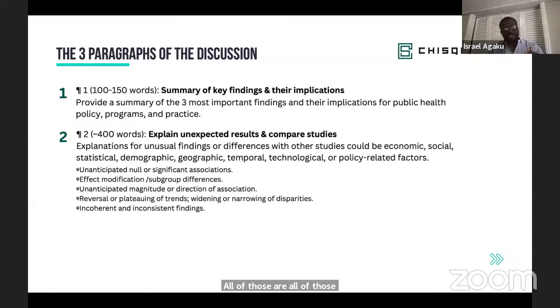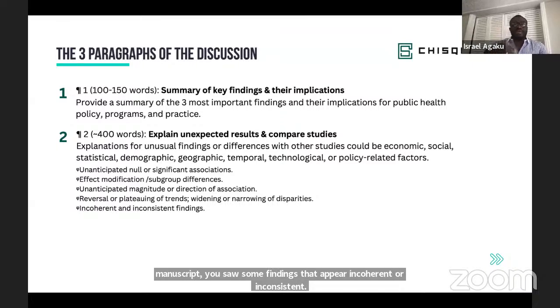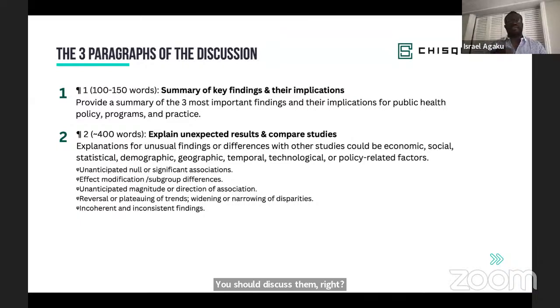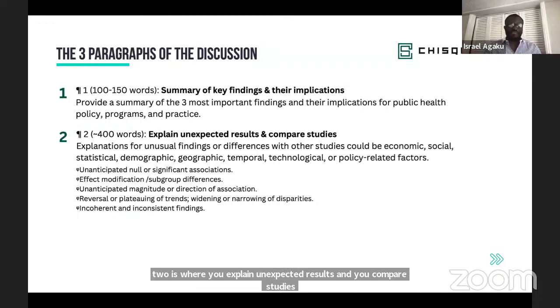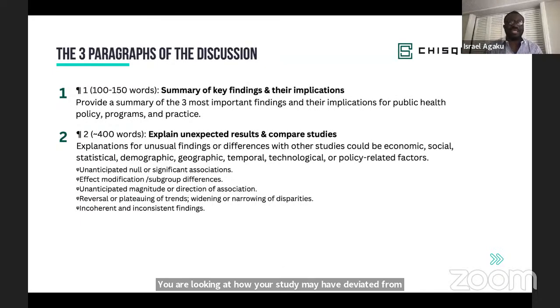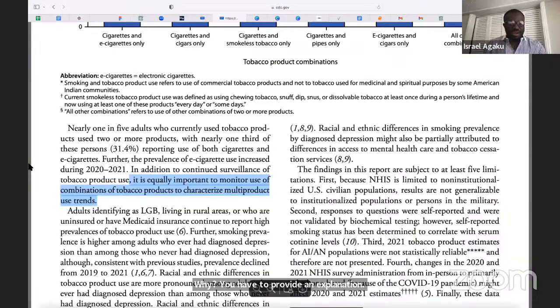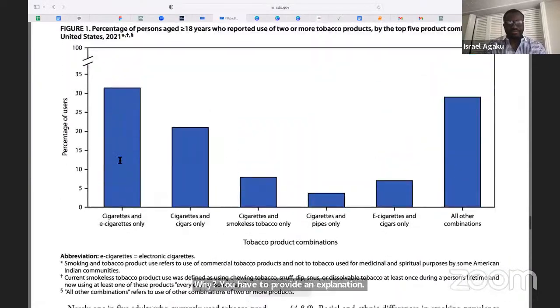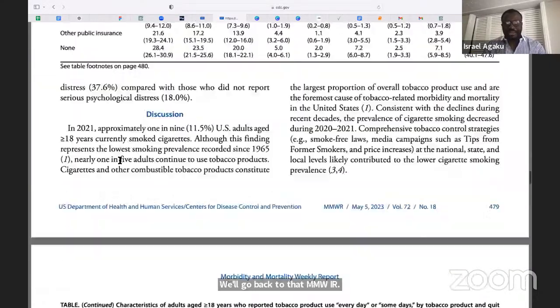Or in your manuscript, you saw some findings that appear incoherent or inconsistent. You should discuss them, right? So paragraph 2 is where you explain unexpected results and you compare studies. You are looking at how your study may have deviated from other studies and what might explain that. Again, it's not enough for you to explain that there is this unexpected finding. Why? You have to provide an explanation. To go back to that MMWR, let's see how they might have done that here.